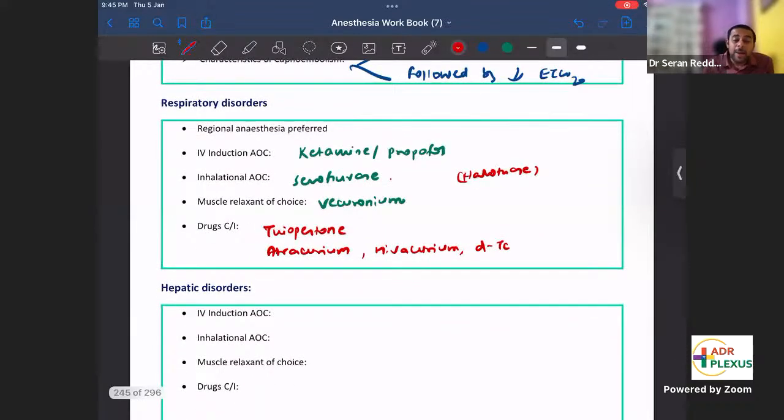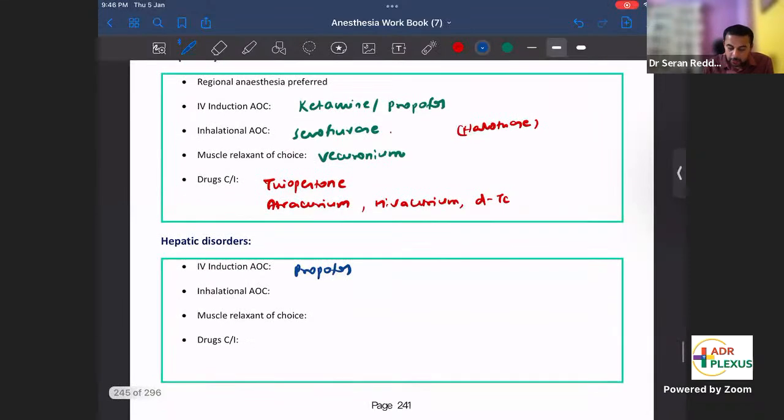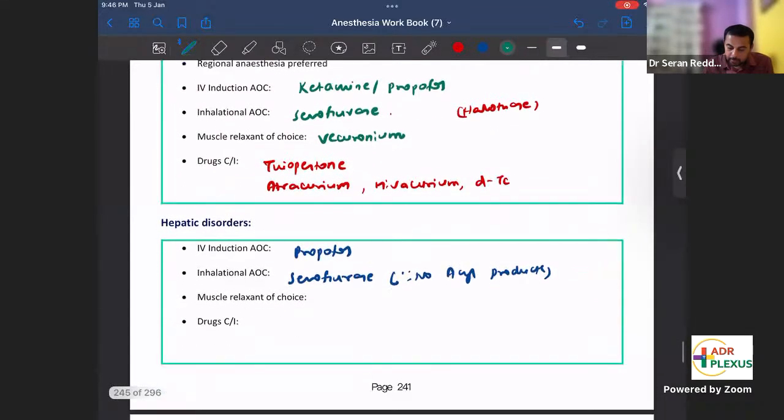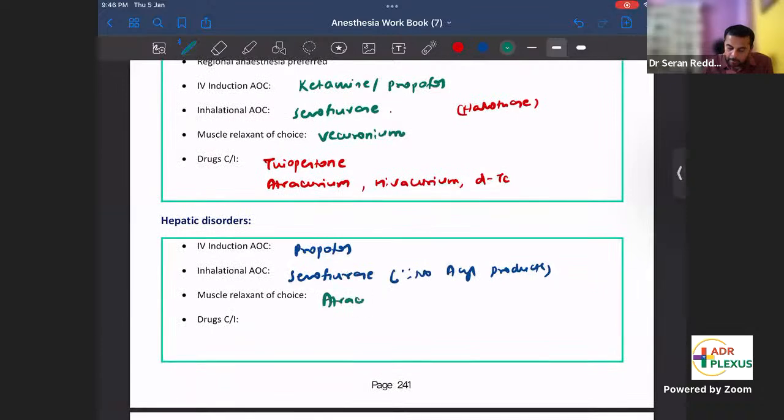Then in those patients with hepatic disorders, the IV induction agent of choice is propofol. The inhalation agent of choice is sevoflurane, because it is a drug with no acyl products. And the muscle relaxant of choice is atracurium or cisatracurium. You know the reason, right?